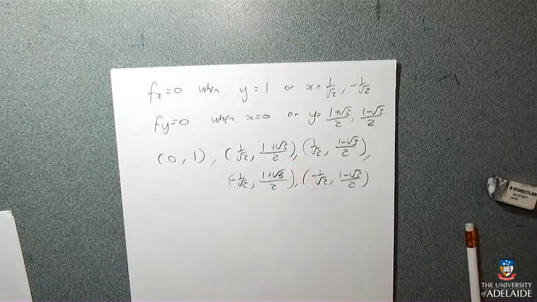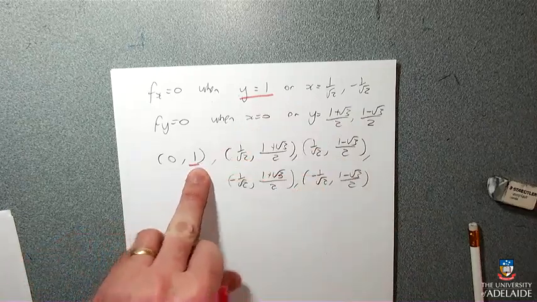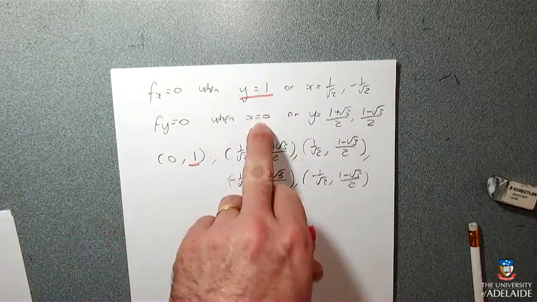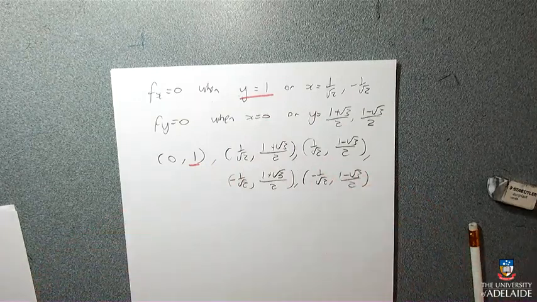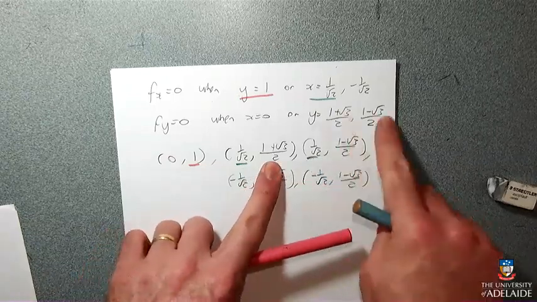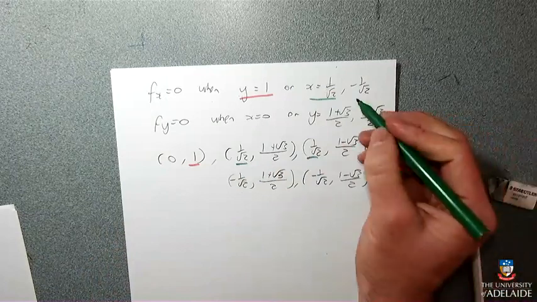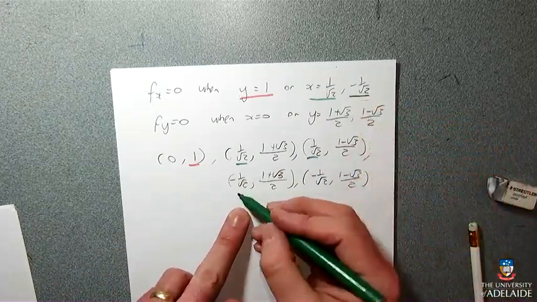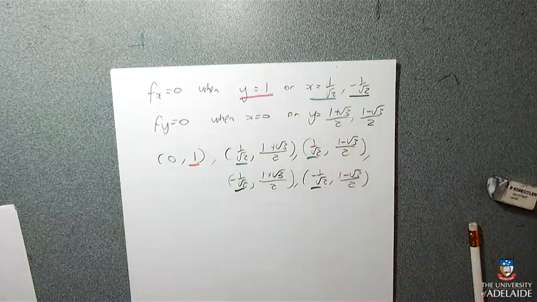I chose the y equals 1, and that went here, and the only way I could do that is for this one to be 0 at the same time. And then I chose the x equals 1 on root 2, and there were 2 options for what the y could be if I chose that x, and then I chose the x to be minus 1 on root 2, and there were 2 options for what the y could be if I chose that one. Okay, so I've covered everything.